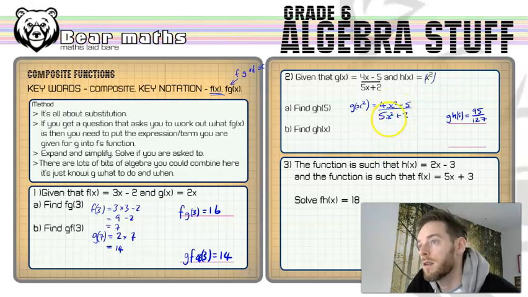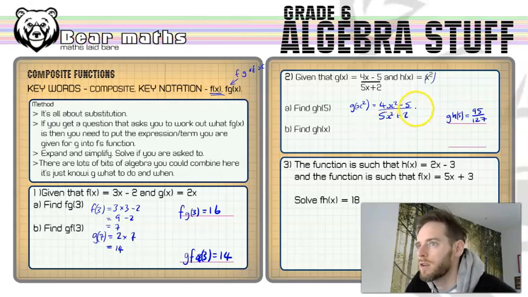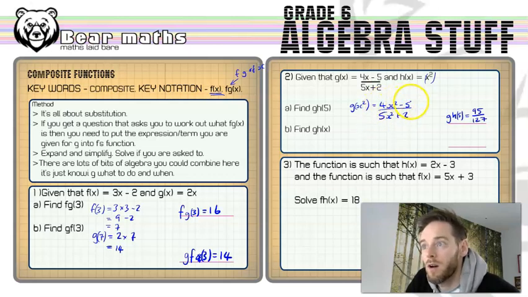Okay, and there's nothing more we can do with that. That is all it is. It looks more complicated, or seems more complicated, because you just put in a term instead. We might be able to simplify some other ones like the algebraic fractions, but this one we can't. There's literally nothing more we can do with it. So there you go. gh of x is equal to 4x squared minus 5 over 5x squared plus 2.